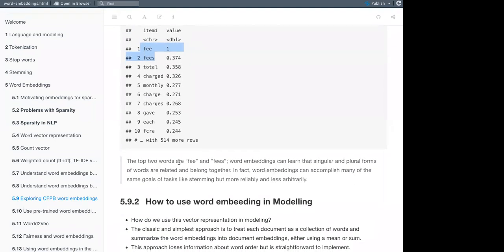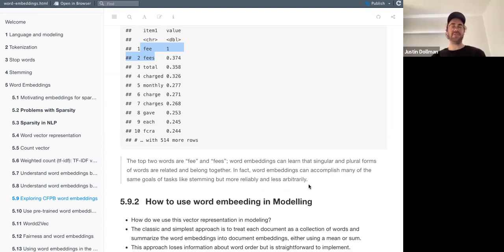So the top words are fee and fees. Word embedding can learn that singular and plural forms of a word are related and belong together. In fact, word embedding can include many of the same goals of tasks like stemming, but more reliably and less arbitrarily. So Justin, what can you say about that? They said more reliably, how can word embedding do that? Is it not rule-based or what?